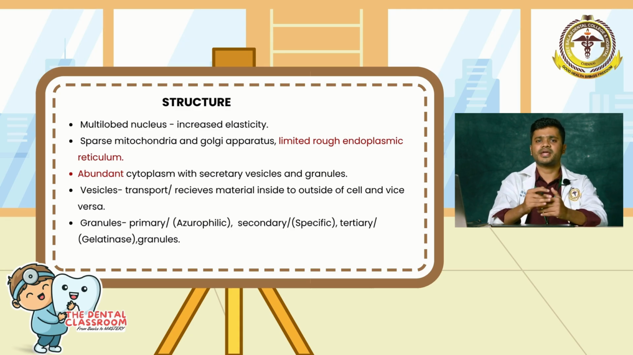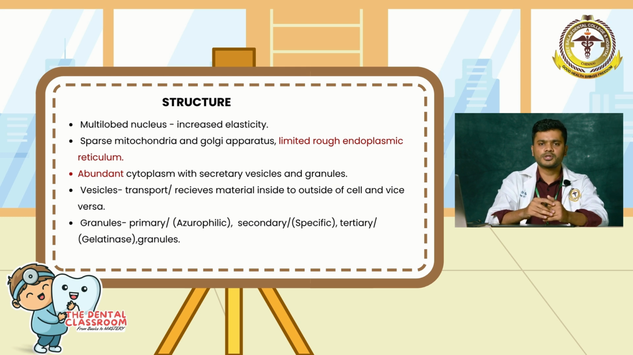Why does this elasticity have to be increased? The main thing is that from the blood vessels, it has to reach the endothelium and go to the injury site. If it does not have elasticity, it cannot travel from the blood vessel to the site of injury. So the structure itself, the polymorphonucleus, provides the neutrophils with increased elasticity.